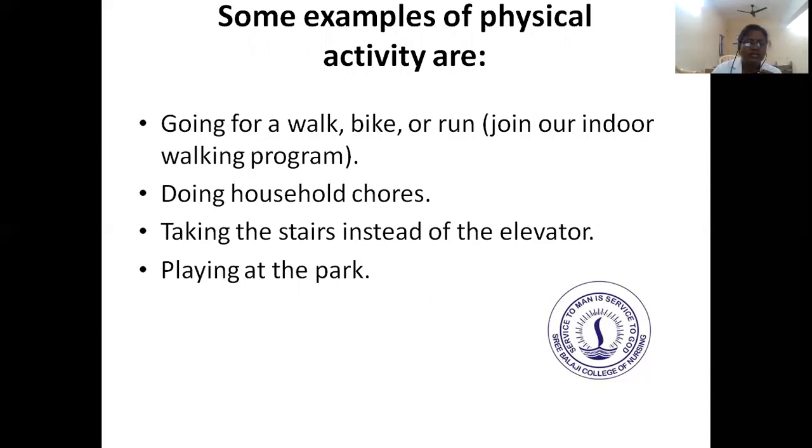Okay. So we can give some examples of physical activity, like going for a walk, or riding a bike. Doing household chores is also one type of physical activity. Taking the stairs instead of the elevator, and playing in the park. These are all examples of physical activity.